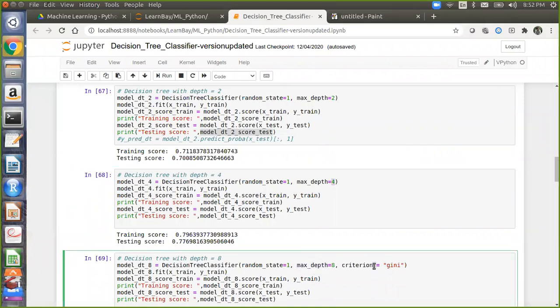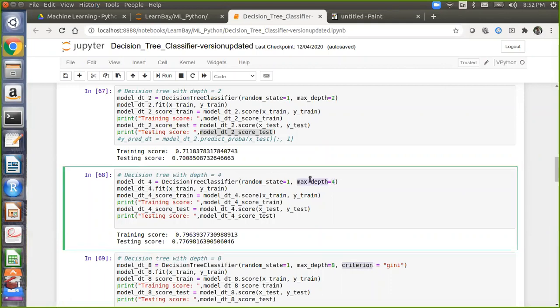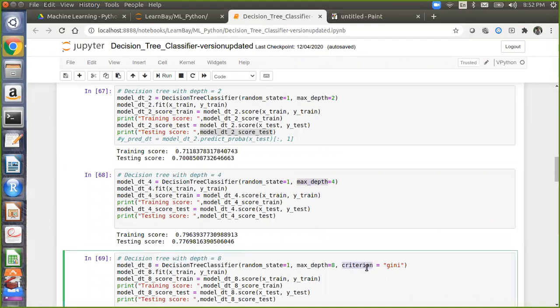If you do not write this particular parameter, criteria, then by default it will be Gini. So by default, it will create a CART algorithm. Now, if you want to create a C4.5 algorithm, you write entropy here. So instead of the Gini calculation, it will do the entropy calculation, and it will become a C4.5 tree. The same concepts remain the same.